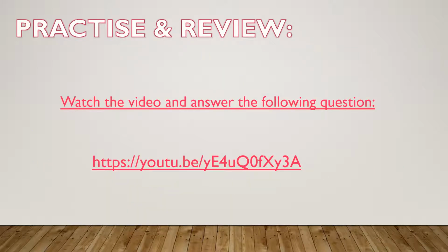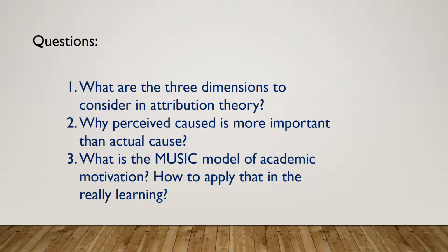Okay, let's do a quiz. Watch the video and answer the following question. Have you found the answer in the video? The first question: the three dimensions are locus, controllability, and stability. The second question: the perceived cost is more important than the actual cost. For example, a student has a lot of academic ability, but if he does not perceive his ability to be high, then that perception can have a negative effect on motivation.